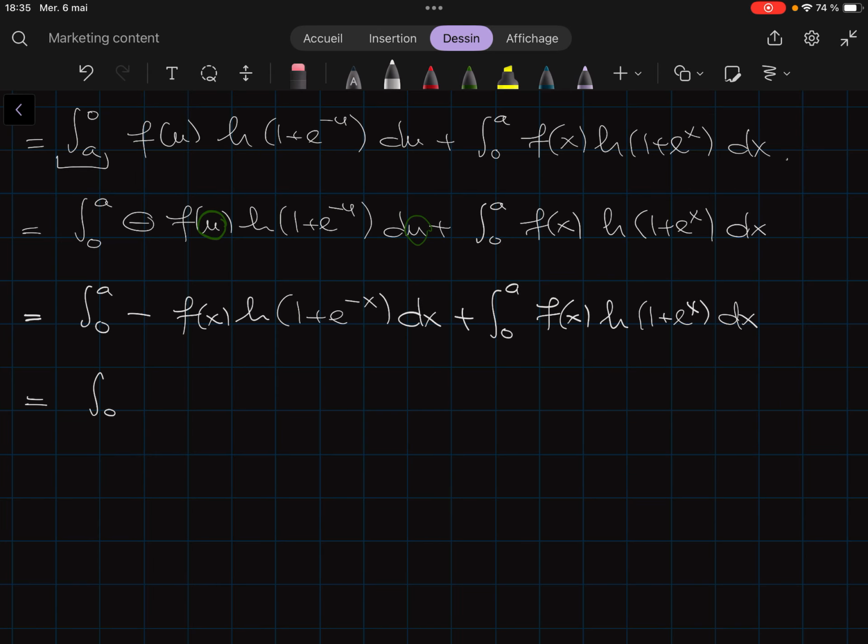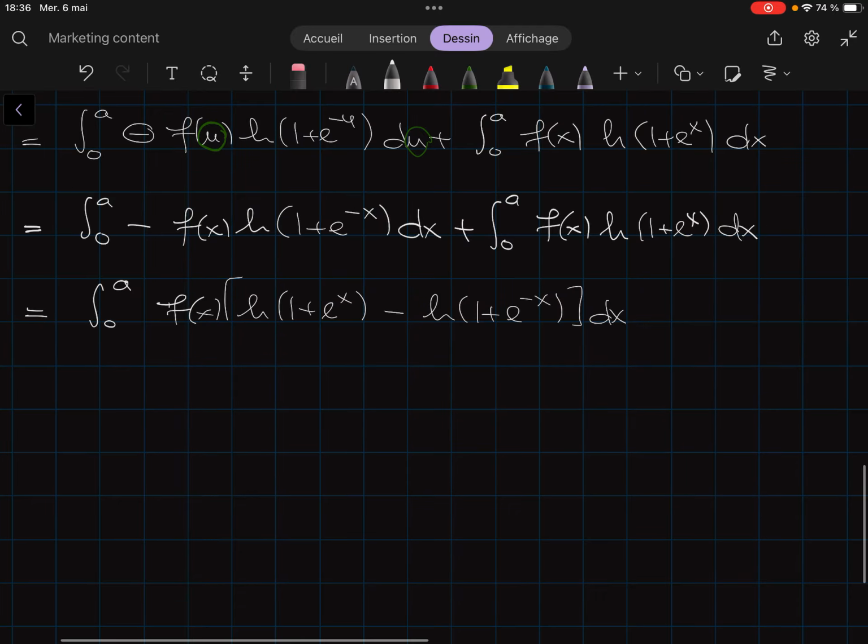Now we are going to combine the two integrals. This is arguably the hardest part of the entire question. Let's multiply and divide the second integral, the second term, by e to the x.